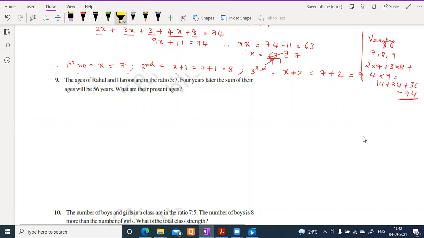The ages of Rahul and Harun are in the ratio of 5:7. 4 years later, the sum of their ages will be 56. What are their present ages? This is a very nice sum, and this is usually asked. Very nice, tricky sum. That's all I can say as of now.